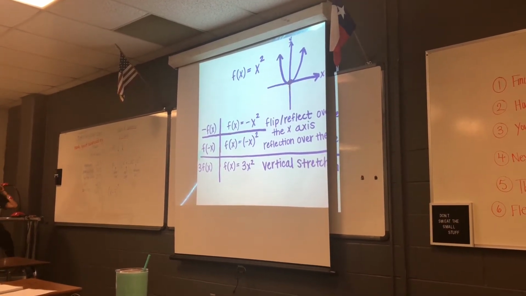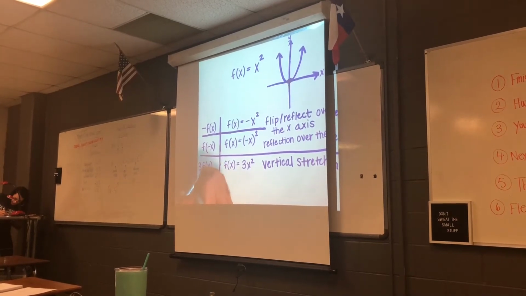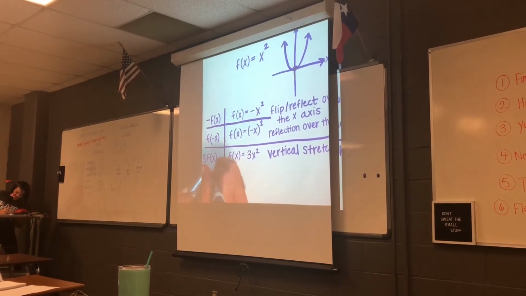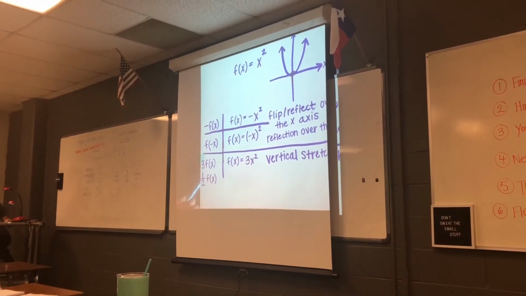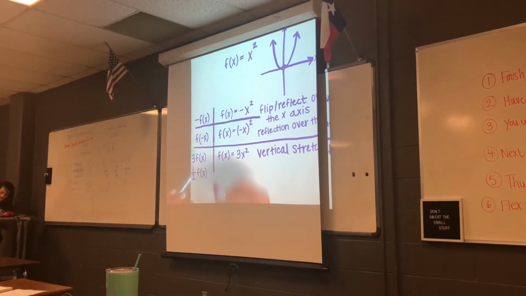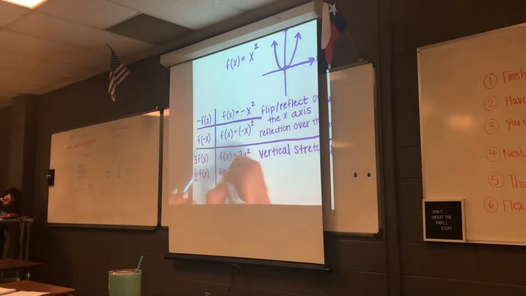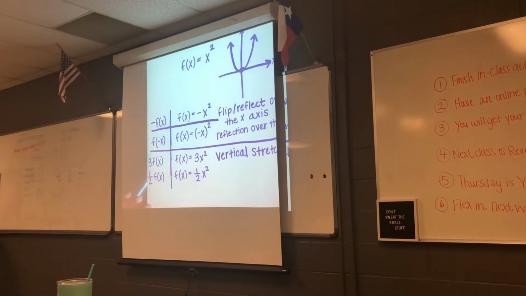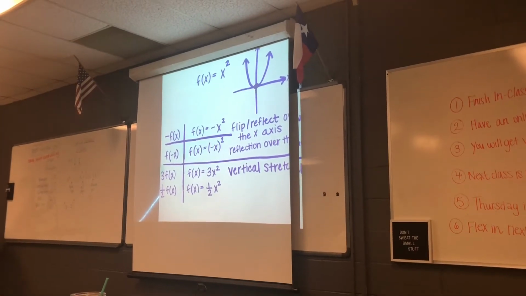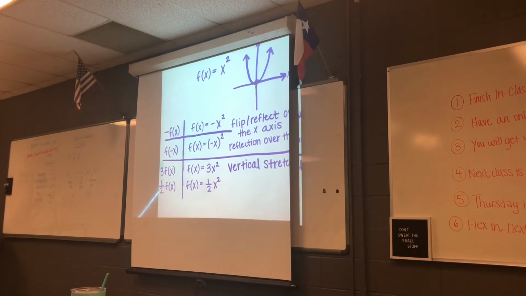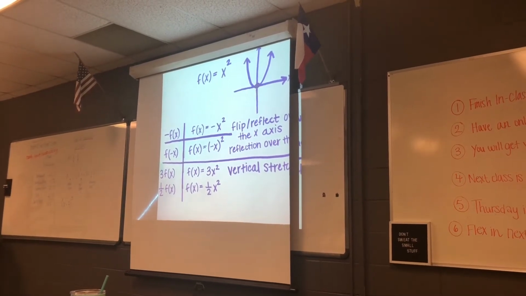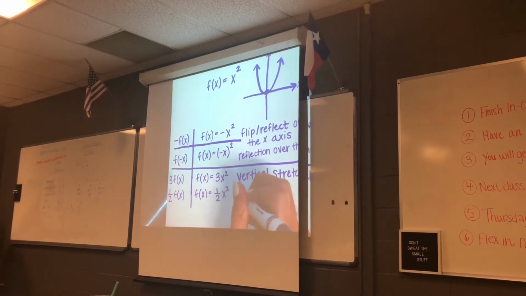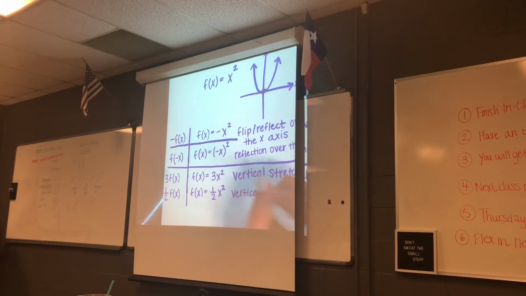Now the only difference is sometimes instead of a whole number greater than 1 on the front, they could use a fraction or a decimal, usually a fraction though. Like 1/2 f of x. That does have the opposite effect. Instead of stretching it out vertically, it would compress it, actually push it down and make it a little bit wider looking. They would call that a vertical compression.